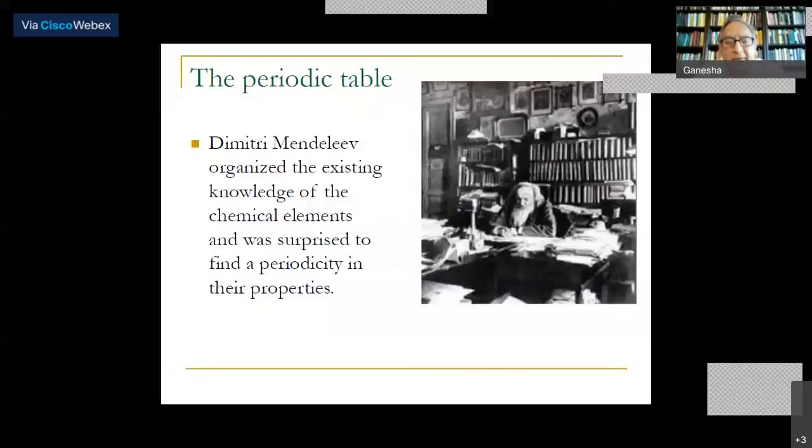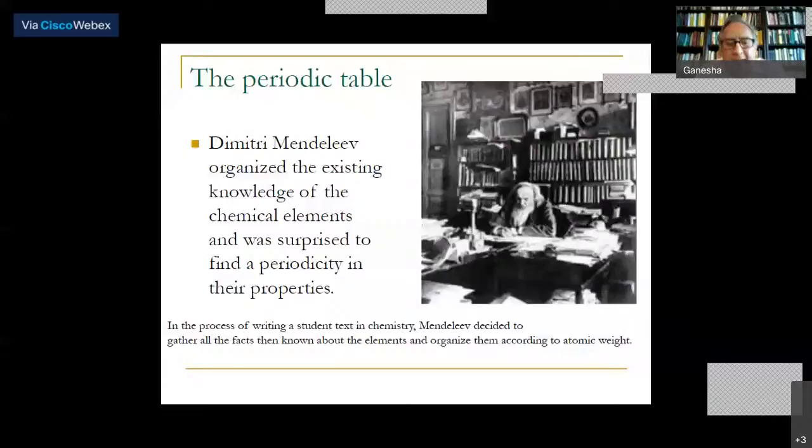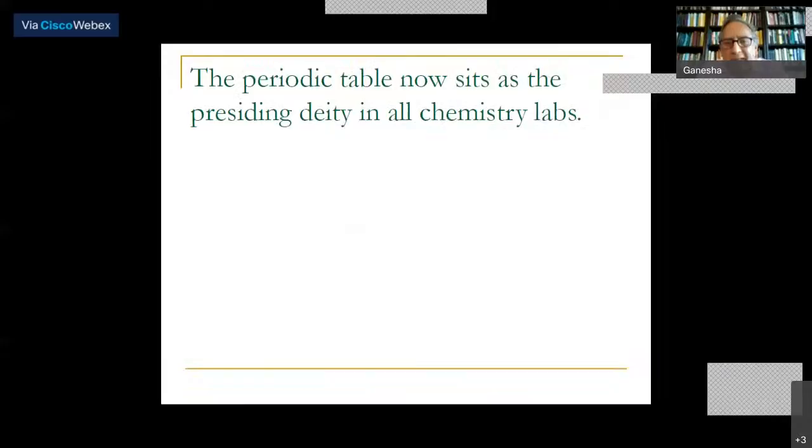Now, Dmitri Mendeleev was not a professor in a university. He was actually a high school teacher who was trying to teach his students about the basic properties of chemical elements. And in trying to do it in the best way that he could, he wanted to organize the properties. And lo and behold, in trying to write a student text in chemistry, Mendeleev decided to gather all the facts known about the elements and organize them according to their atomic weight. Lo and behold, he discovers the periodic table. The periodic table now sits as the presiding deity in all chemistry labs.